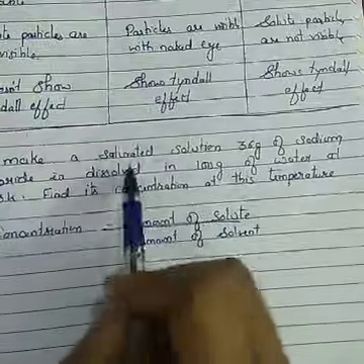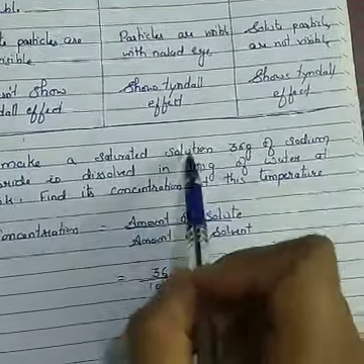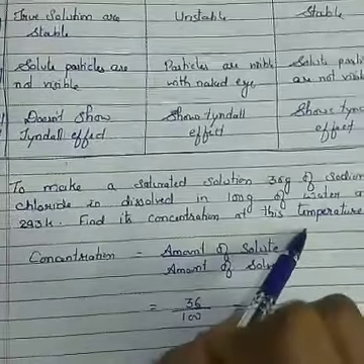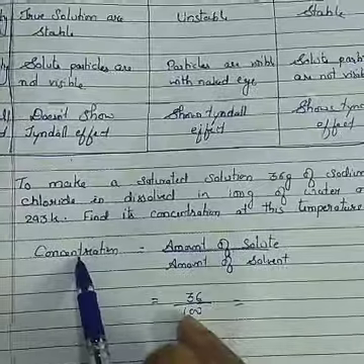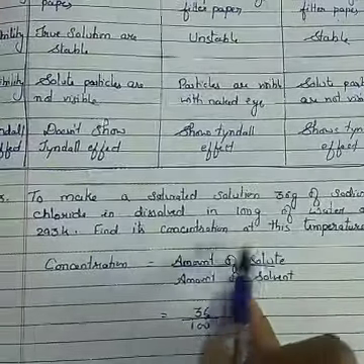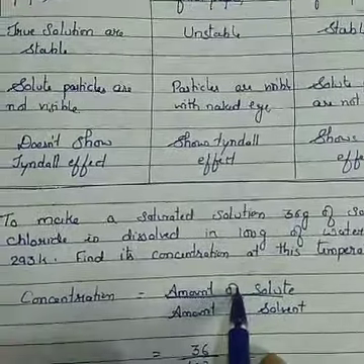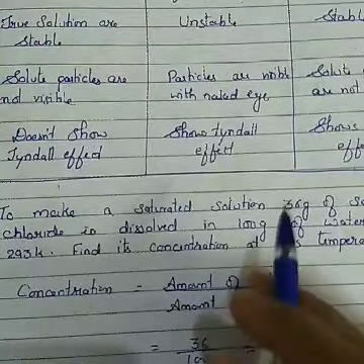Next, one numerical. Take a saturated solution of 30 grams of sodium chloride dissolved in 100 grams of water at 293 Kelvin. Find the concentration at this temperature. We know that the formula of concentration is amount of solute by amount of solvent. 36 by 100. That gives the concentration. Divide it, you will get the answer.